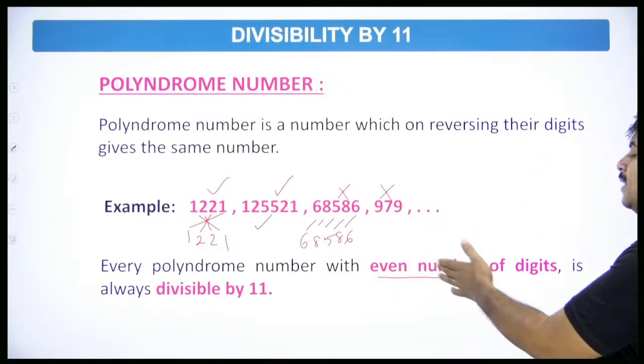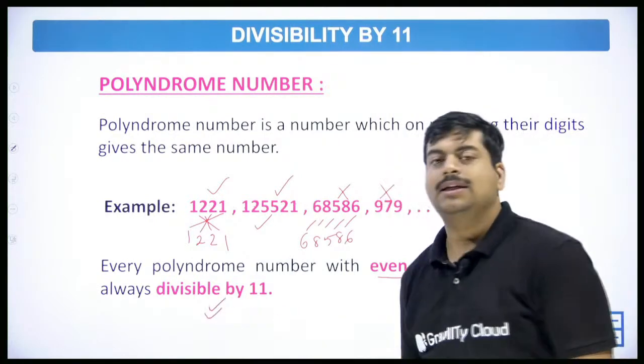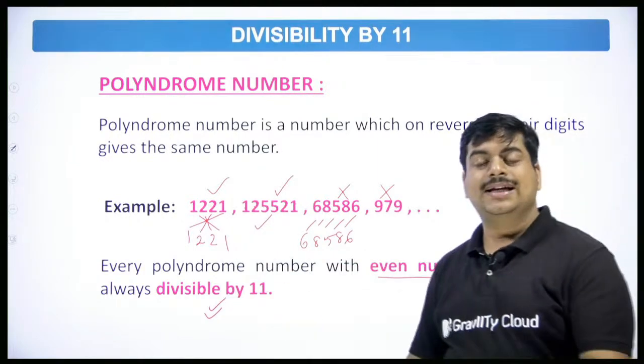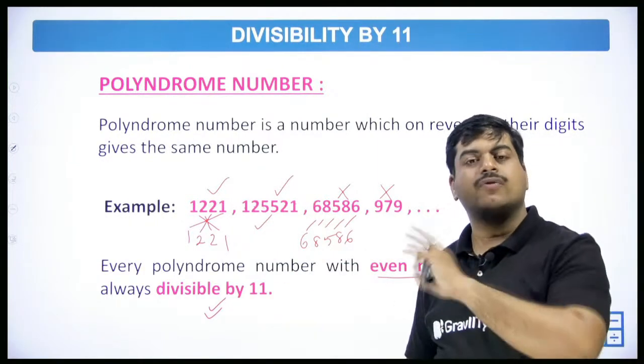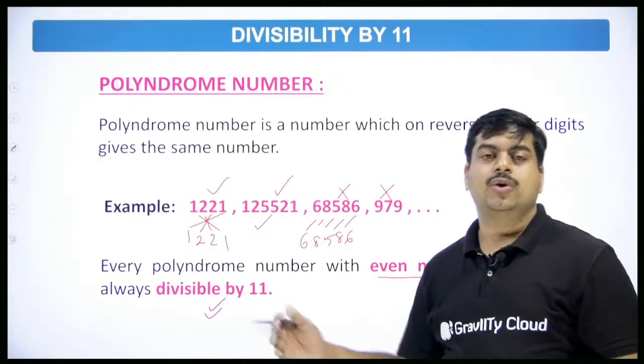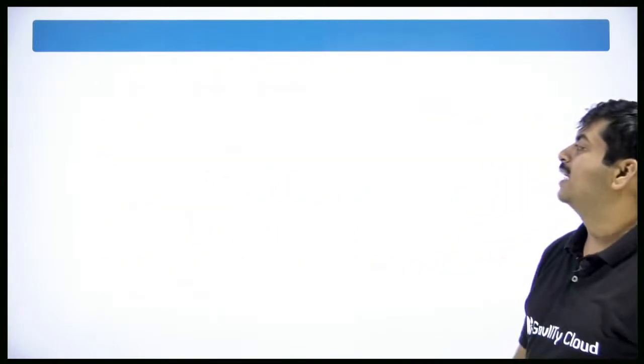Every palindrome number with an even number of digits is always divisible by 11. So, if it is a palindrome and it has an even number of digits, don't worry, you can directly say that it is divisible by 11, or else you need to go with the other techniques we have discussed before. Okay, so what's the next one?